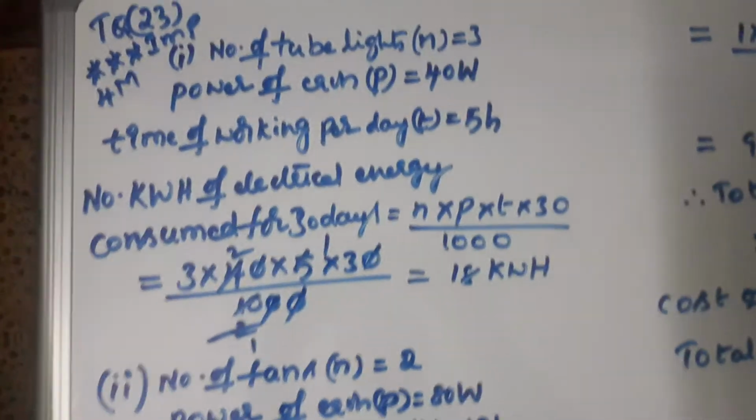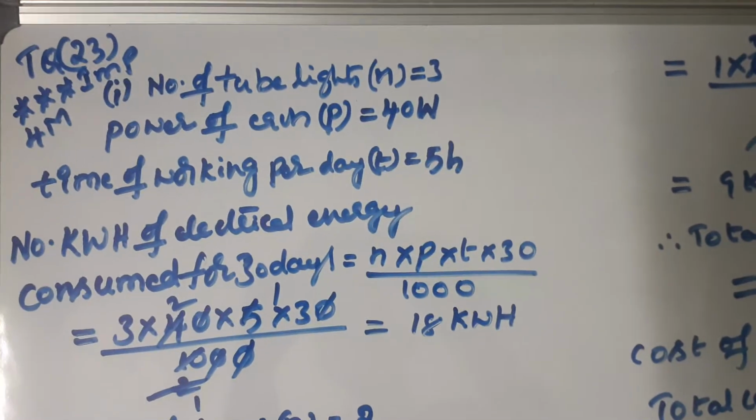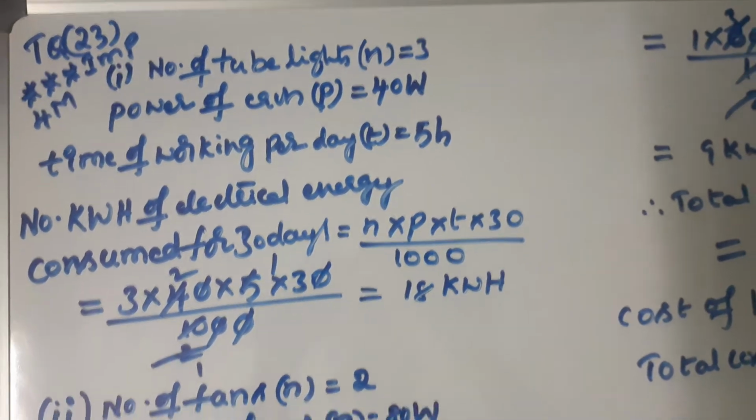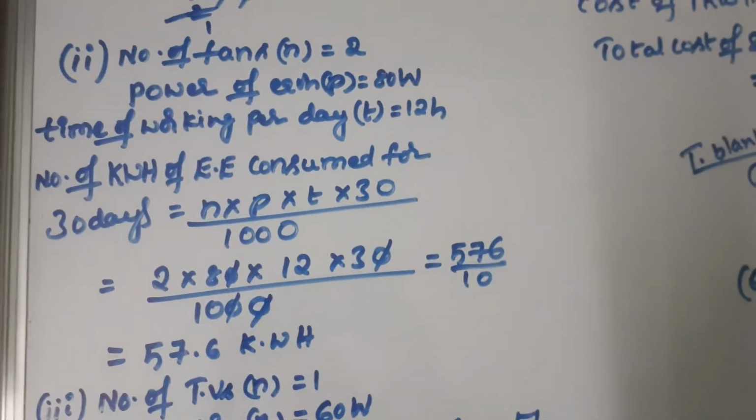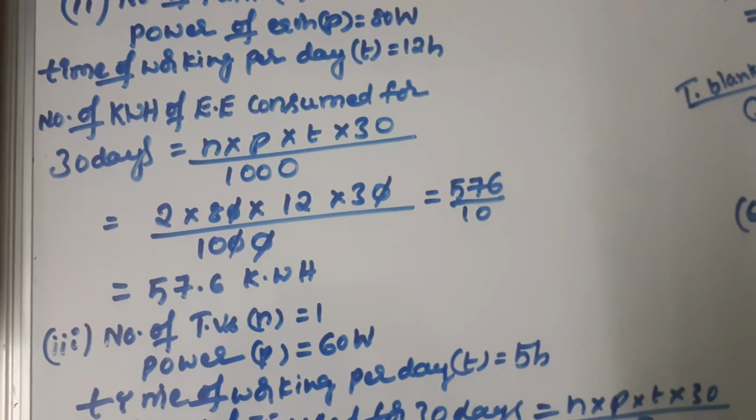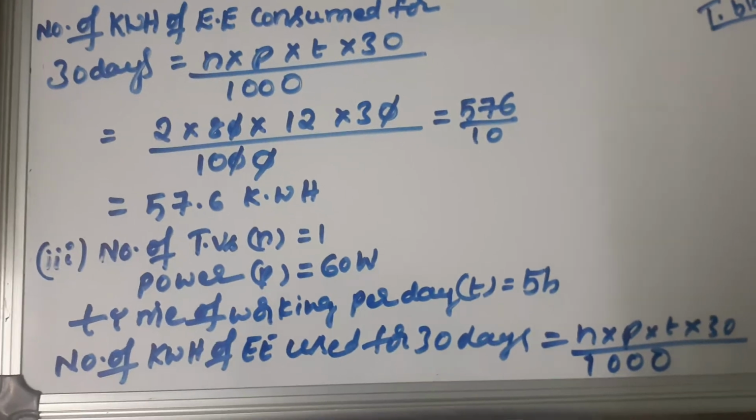Once again you can see, the formula is N into P into T into 30 by 1000, where 30 is for 30 days, students.